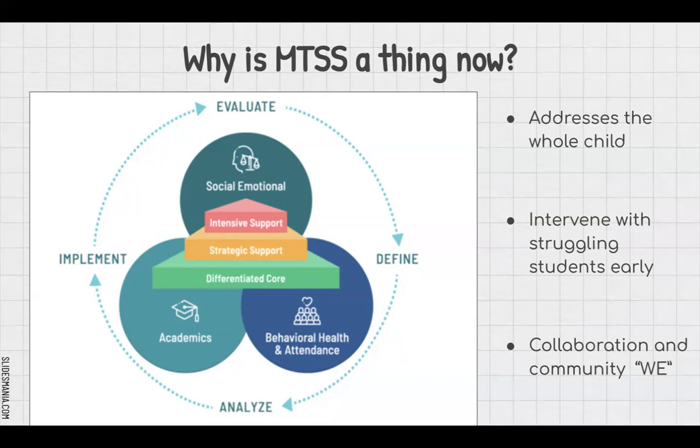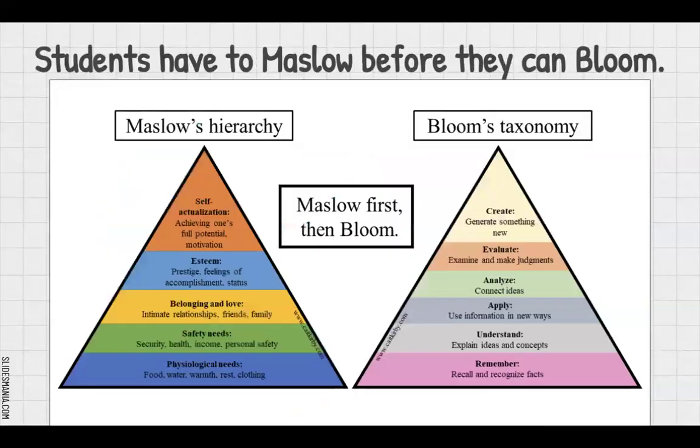and making sure that they are successful at school. With MTSS, you're going to see a lot of different kinds of tiered layers. All of them mean about the same types of things, but school districts and school buildings have adapted some of those tiers to make them fit their needs. But before we get to those, I do want to talk about how we need to make sure that students have Maslow before they can bloom.